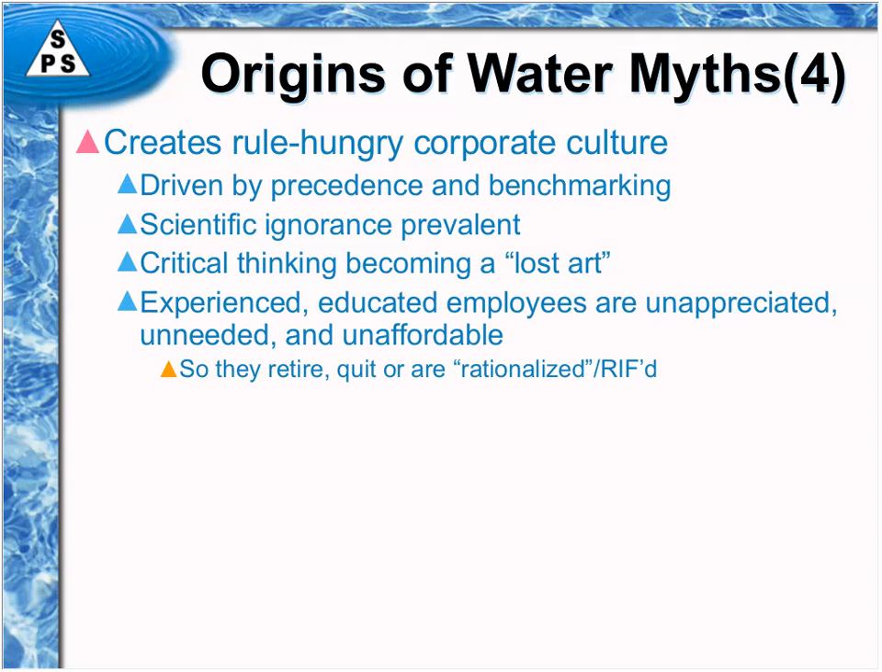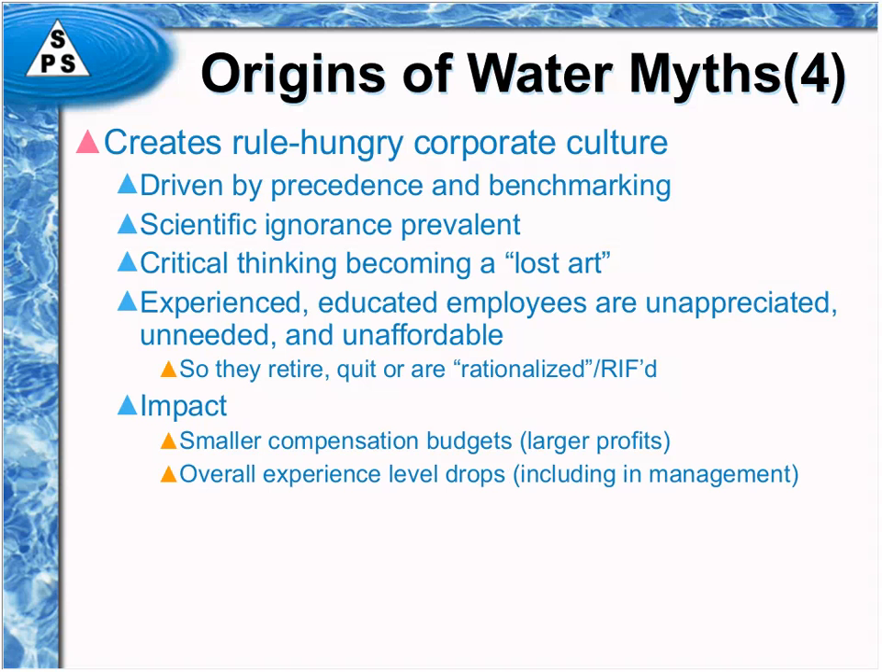And so either they're going to retire or perhaps quit, perhaps out of disgust or whatever. They may be rationalized or reduced if there's some sort of cost-cutting measure that comes in. The ones who make the highest paychecks are usually on the block as the first ones who will be retired. What's the impact of all that? Well, you get larger profits because your compensation budget is smaller, which is often the largest portion of an operation budget. But what you get out of that is the overall experience level drops.